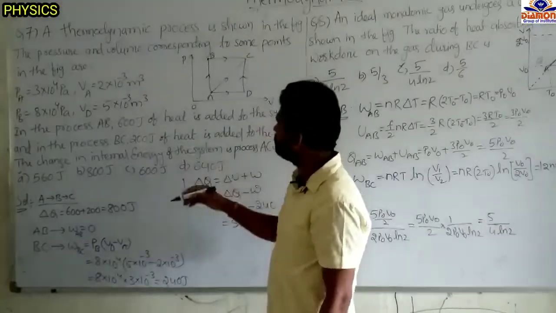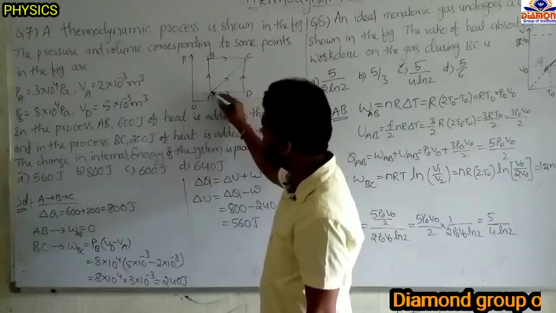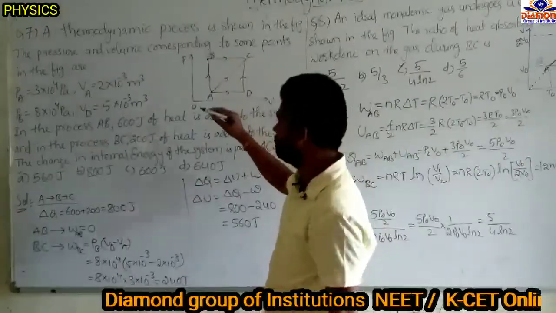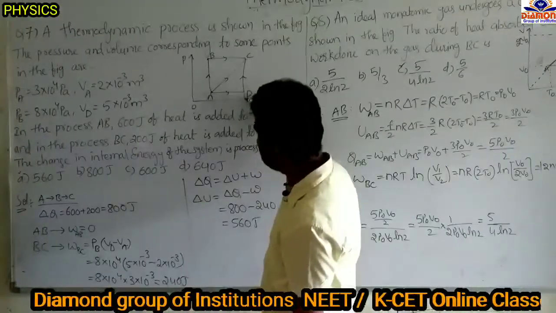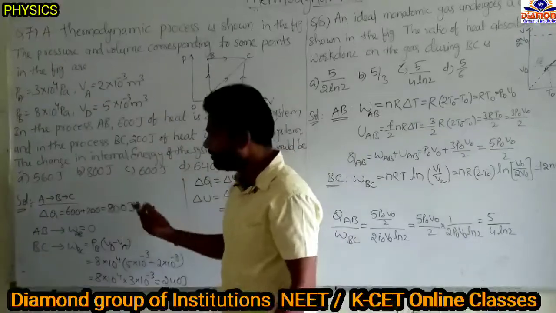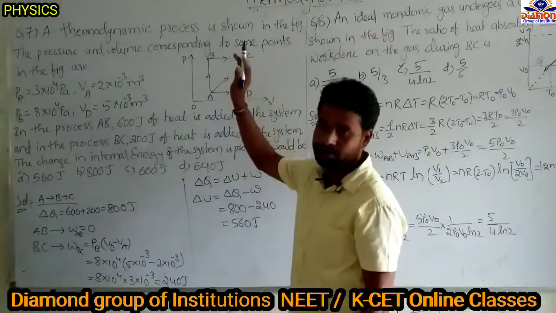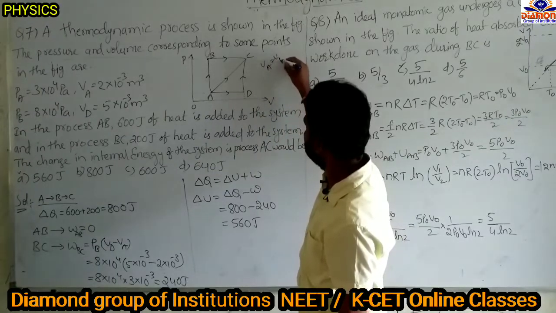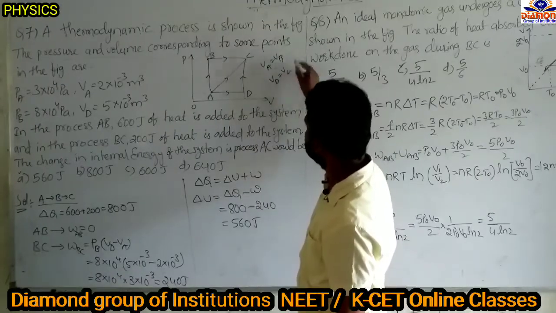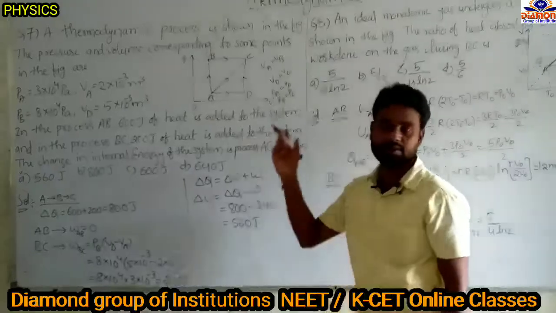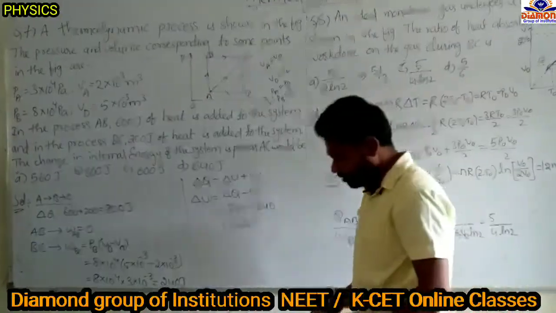Next, the volume: A is at volume 2 into 10 power minus 3, which means B is also at the same volume. And the volume of D is given as 5 into 10 power minus 3, which means C is the same. That means VA equals VB, the volumes are the same, and VD equals VC. And pressure at A equals pressure at D, and pressure at B equals pressure at C. Remember these values. Now they have given some more values.